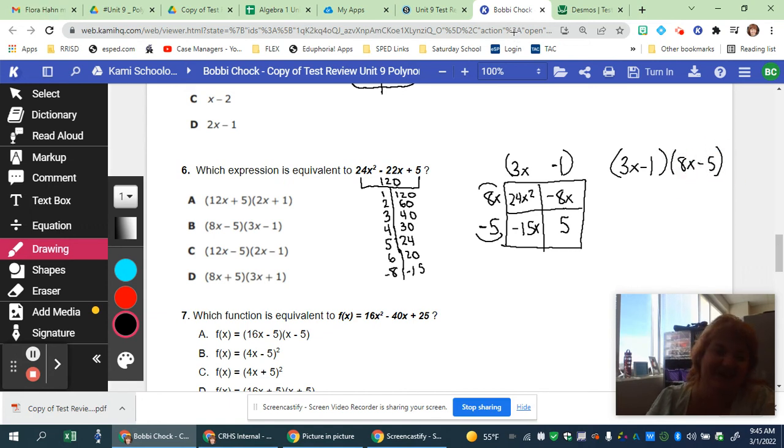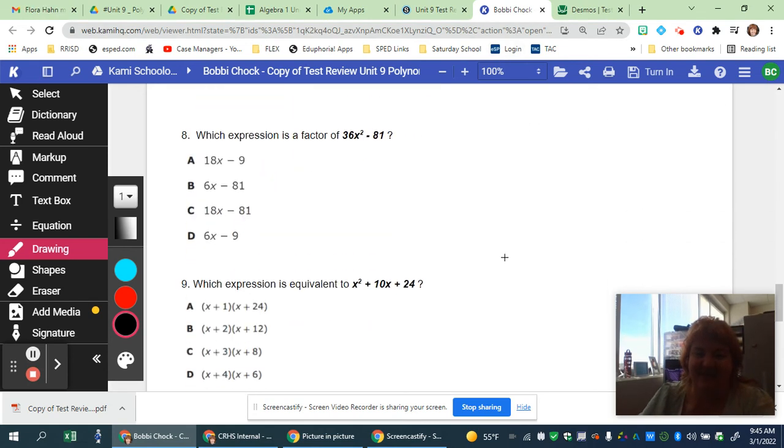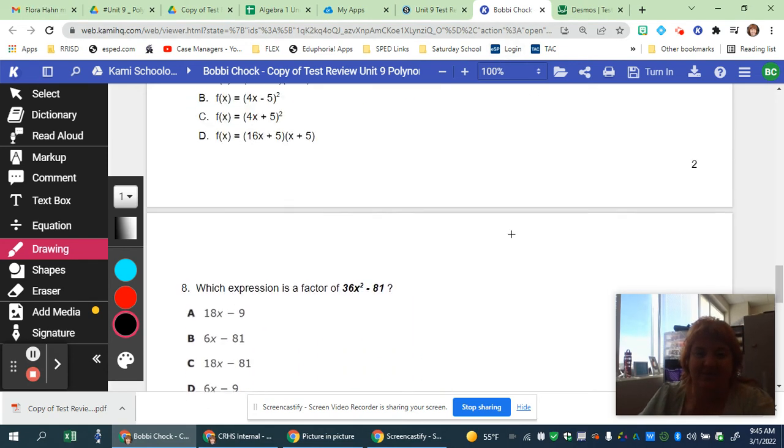Okay, so it's not this one. Cross that out. Not this one. Okay. 3x minus 1, that's one of them. 8x minus 5. Yep. Got it. Okay. Well, we're getting there.